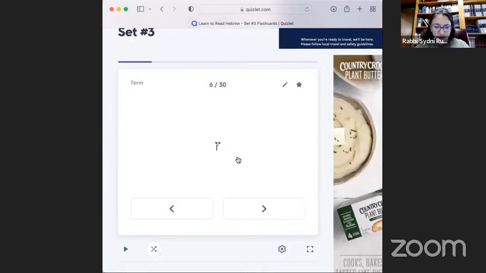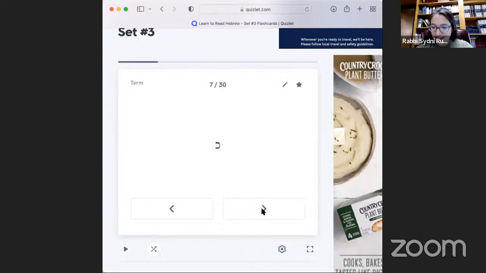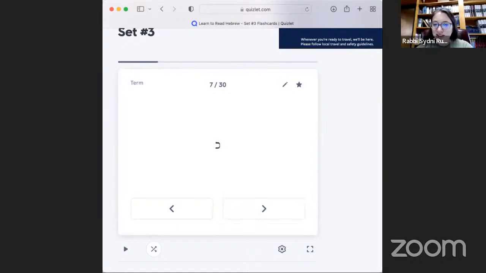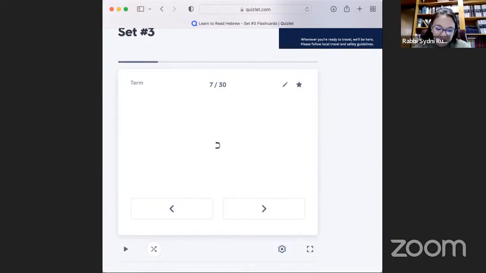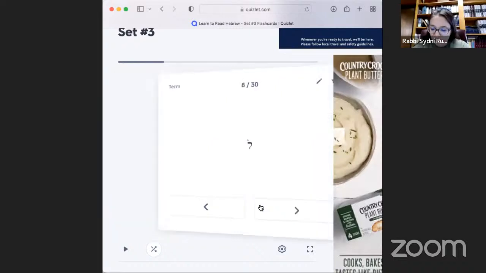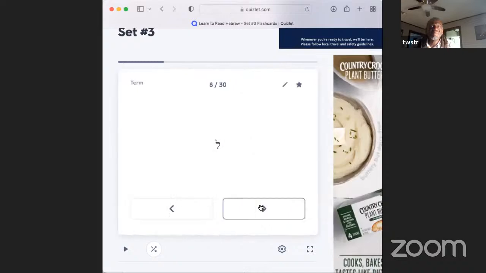All right, this one we have not learned yet. Yeah, we haven't learned that one. It's a sofit something. It is, and we'll get to it today if I can find that PowerPoint. Okay, that's a chaf. Great. That's a lamed. Nice. Kuf. Great.